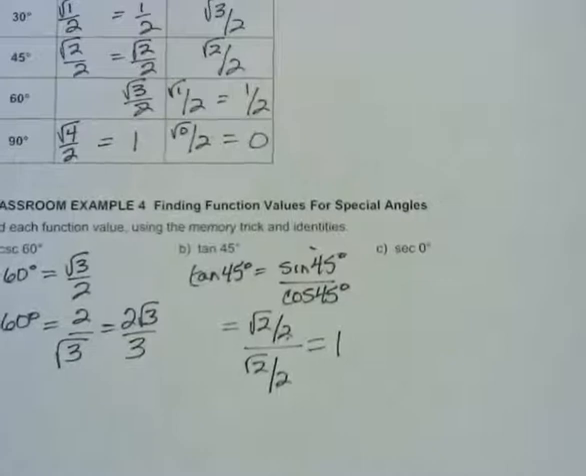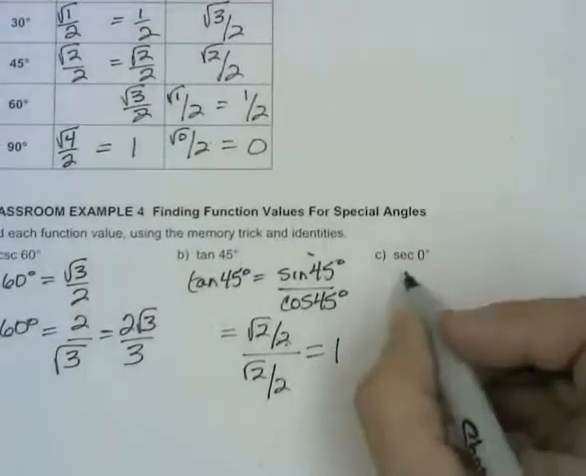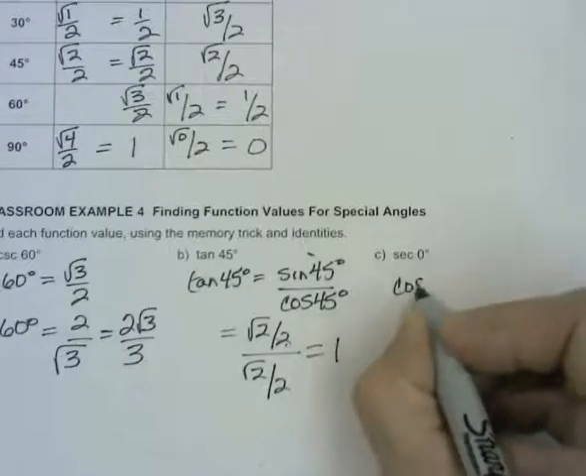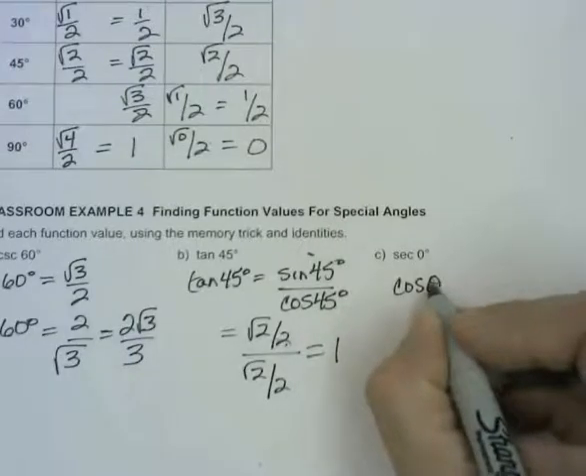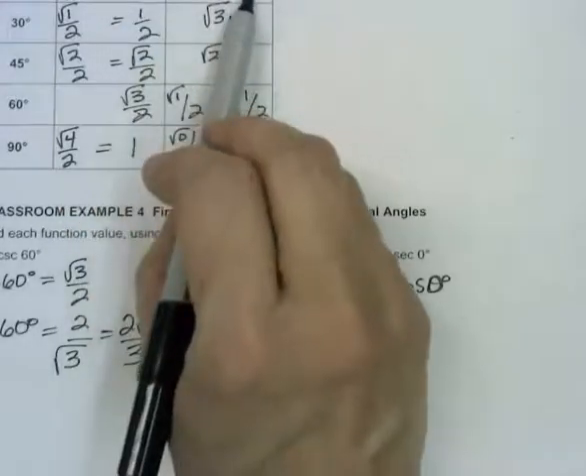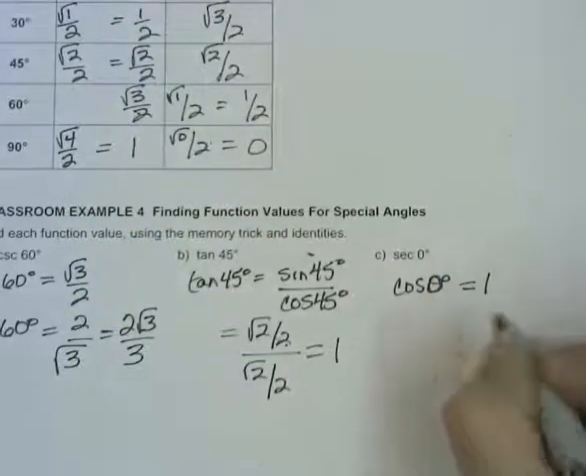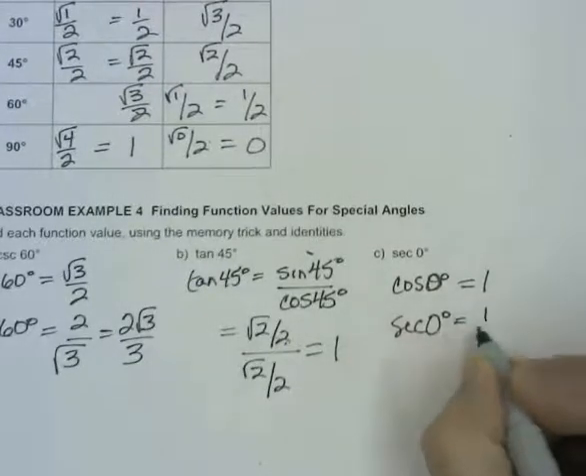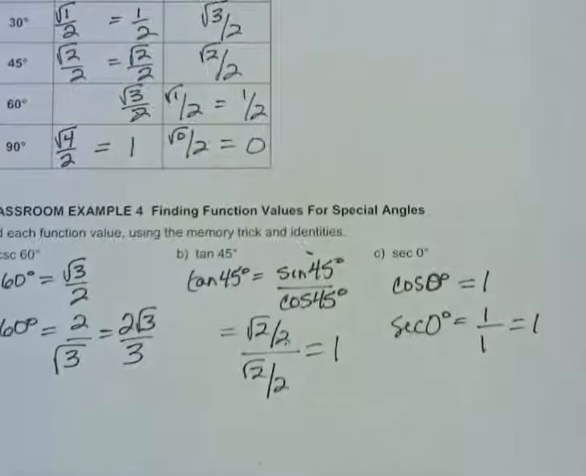And then last of all, if we want to use the secant of 0, secant is the reciprocal of cosine, so let's find the cosine of 0 degrees first. Looking at our table, the cosine of 0 is 1. So the secant of 0 degrees would be the reciprocal of that, which also turns out to be 1.